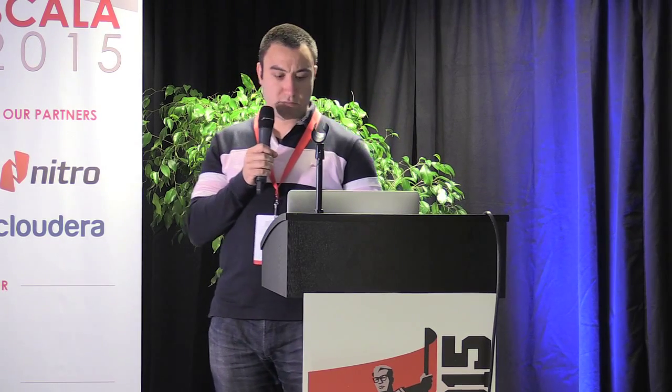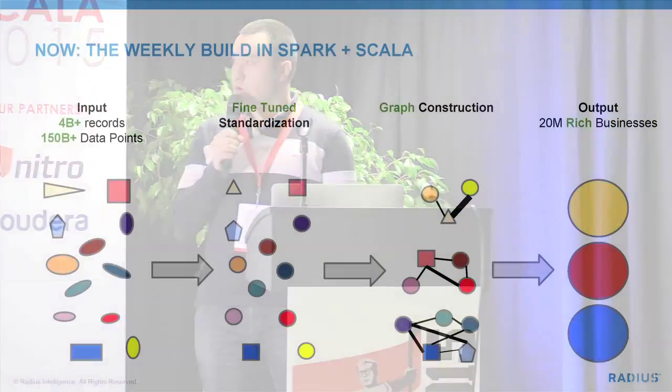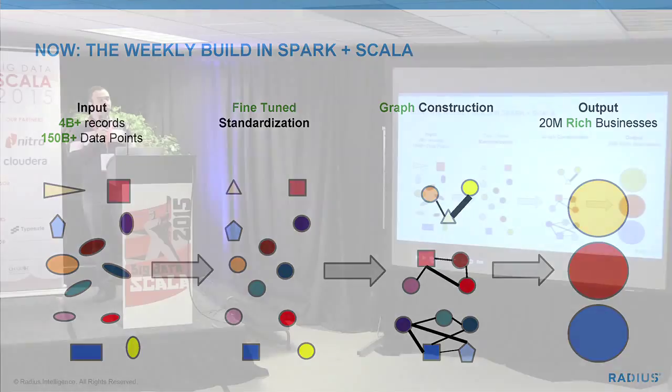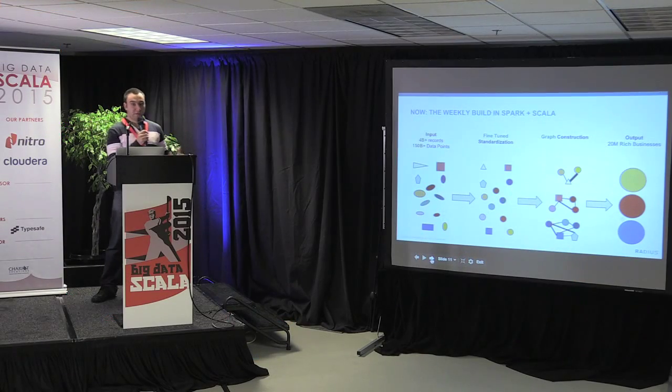And when we look at what we do now in Spark and Scala, first of all, because of the scale allowed by Spark, we process 10 times more records now than before. We have 4 billion records that represent 150 plus billion data points, meaning we now feed every single historical record that we have about the business in the build to get even richer output.